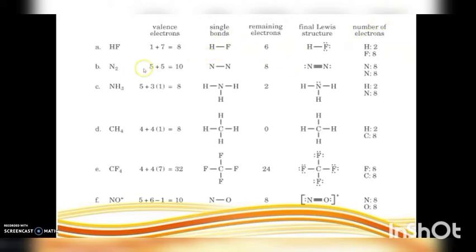Fine. Similarly, we can draw the structure of nitrogen. For example, the N2 molecule, 1 nitrogen has 5, so the total is 10. The next step is to draw a single bond. So 10 minus 2, that is 8. So how can we distribute these 8 electrons? We have to distribute the 8 electrons: 1, 2, 3, 4, 5, 6, 7, 8. Like that we can distribute, either in the form of bonds also we can distribute. Nitrogen only carries 2 lone pairs.